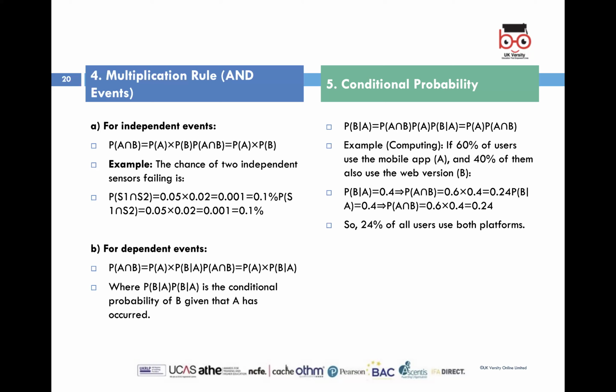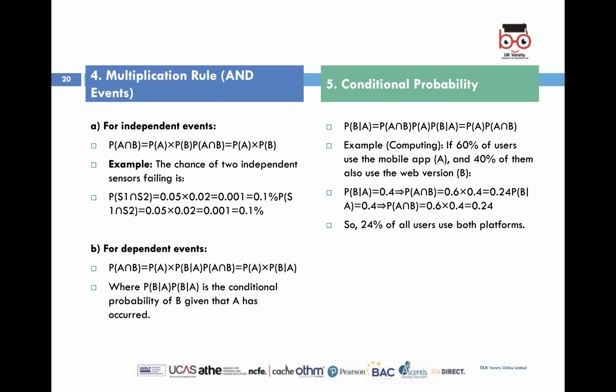For dependent events, P(A and B) equals P(A) times P(B|A), where P(B|A) is the conditional probability of B given that A has occurred. P(B|A) equals P(A and B) divided by P(A).